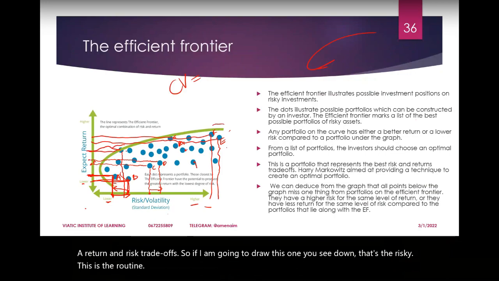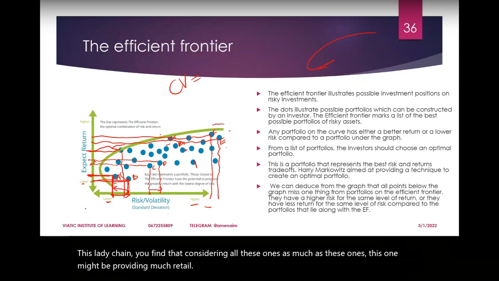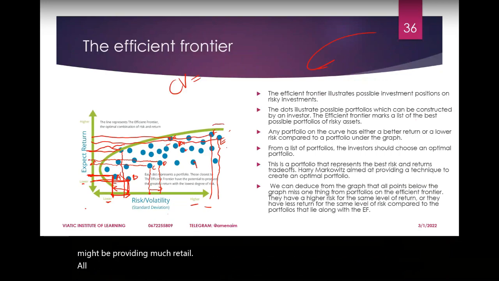This is the return. You find that considering all these ones, this one might be providing much return, right? But it's got more risk. So this one, which lies on the efficient frontier, is the best because it has got better risk and return trade-offs.